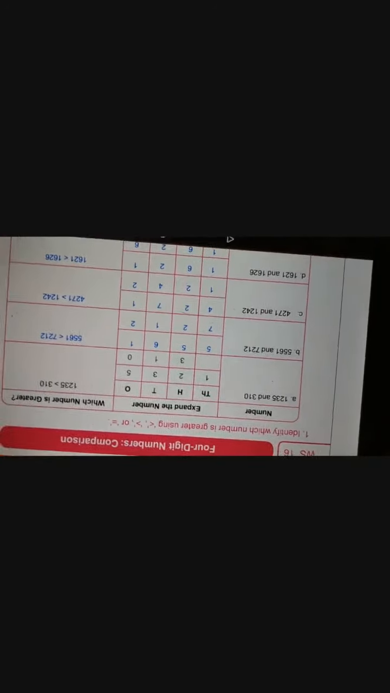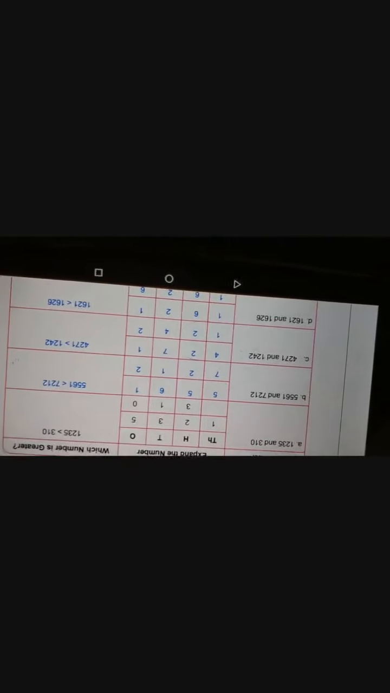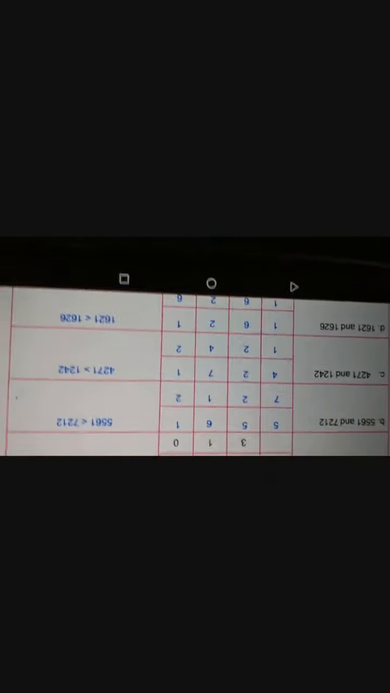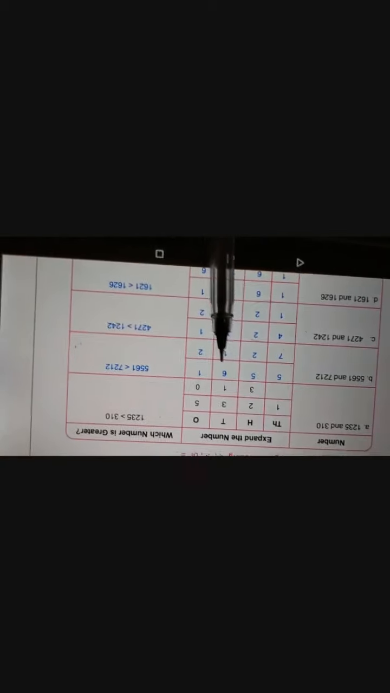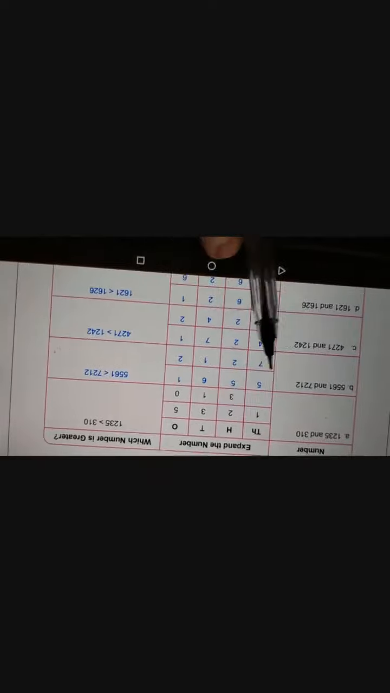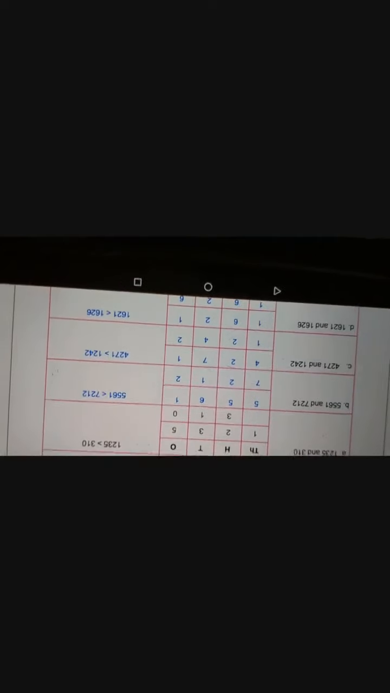Okay. Then 5,561 and 7,212. First of all, we have to expand that number. 1 we have to write in the ones place, 6 in the tens place, the 5 is in the hundreds place, and the 5 is in the thousands place. We have to put that digit in that place value. So 5,561 less than 7,212.